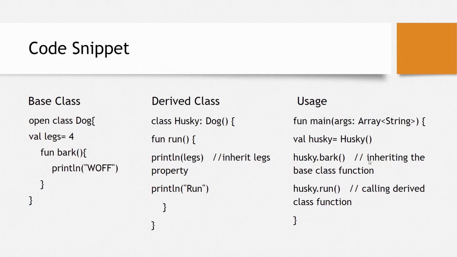So from this you can understand that the derived class inherits from the base class, and it can also call its own run function. As seen here, husky can call the run function. Now let's open IntelliJ and see the code.